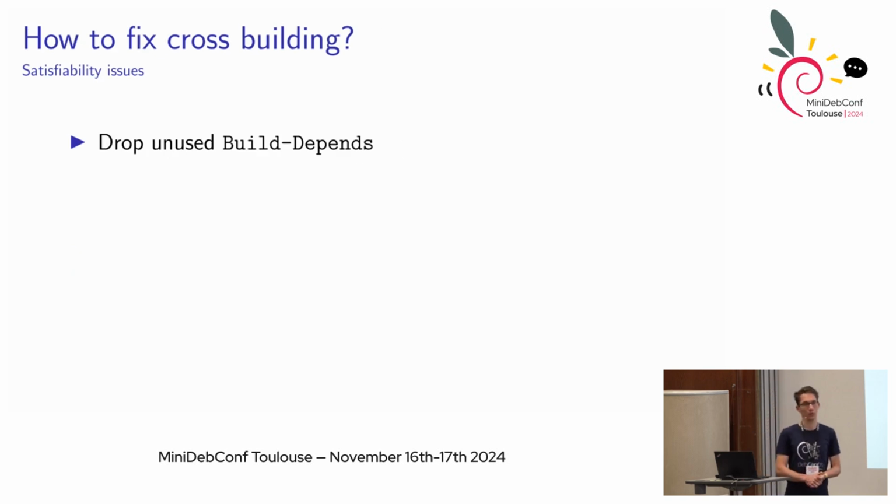What to do when it doesn't work? There's a lot of things you can do, so I categorize that into 3 things. The first part here is satisfiability issues. And that's when sbuild or pbuild say, I attempted it, but I couldn't install stuff. Thing to do, number 1, is drop unused build depends, because it's easy and then it occasionally fixes your problem. Just look, do I need that?